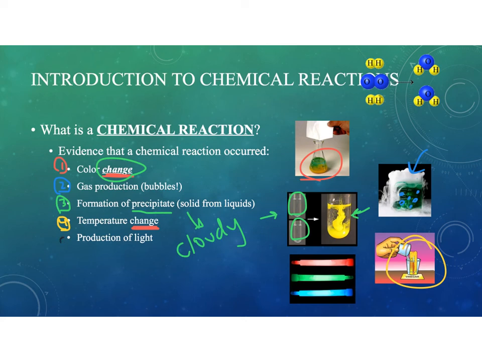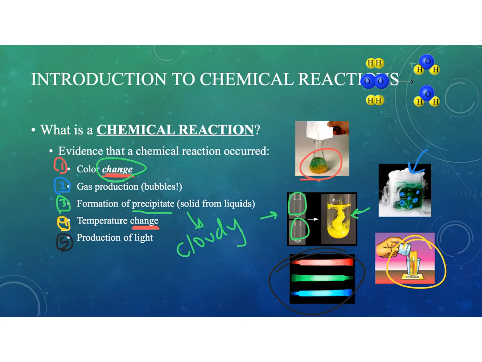All right, last but not least, the production of light. Glow sticks are a great fun example of an evidence of chemical reaction, a new product being formed because light is being given off. Energy in the form of light being given off. Another example of that is anything that is combusting or burning, which gives off light in different color flames. So production of light.